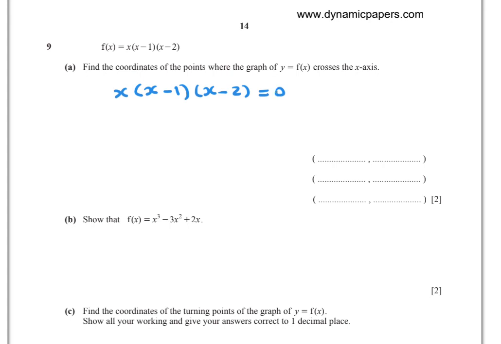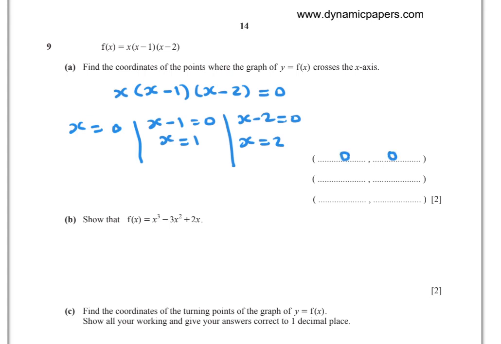We have 3 solutions. x equals 0, or x minus 1 equals 0, which means x equals 1, or x minus 2 equals 0, so x equals 2. So the points are (0, 0), (1, 0), (2, 0). Remember that y equals 0 for all of them because this is the intersection with the x-axis.